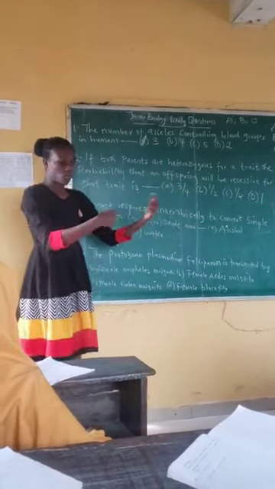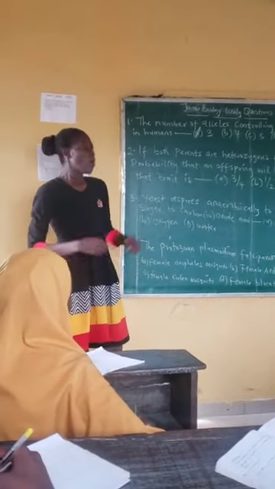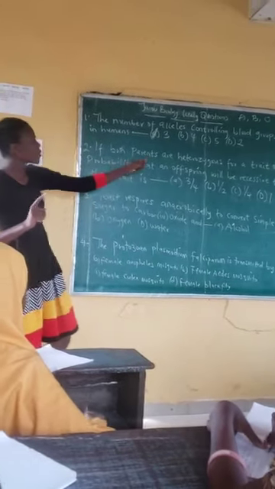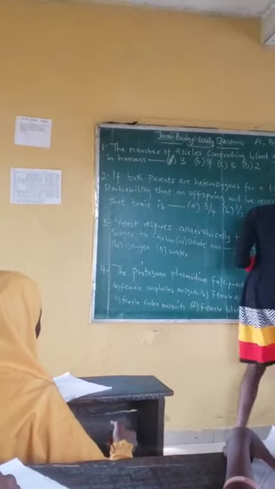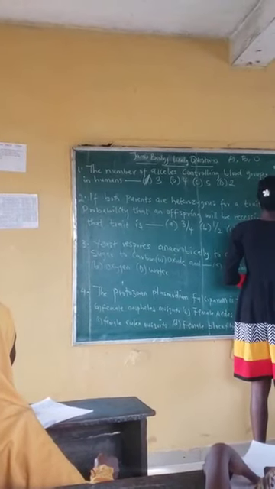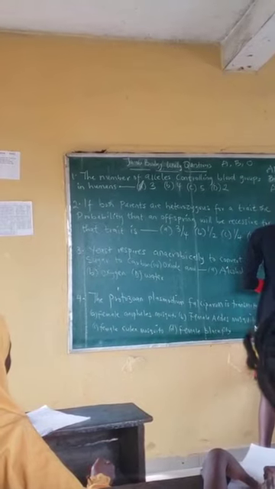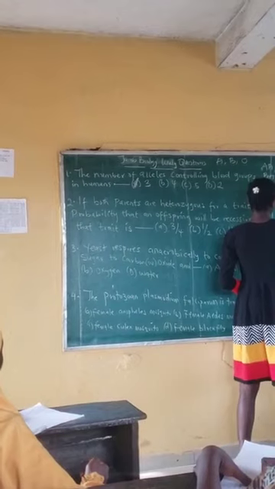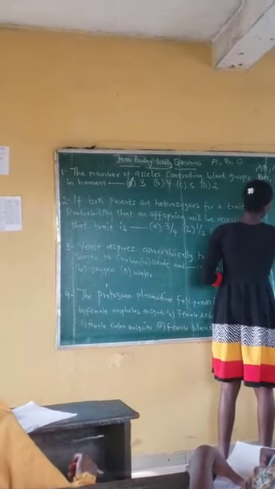So what do you think will be the answer? 1 over 4? Okay, let's solve and see how it goes. If both parents are heterozygous for a trait, let's assume the dominant trait is A for dominant, and small a for recessive. Do you understand?